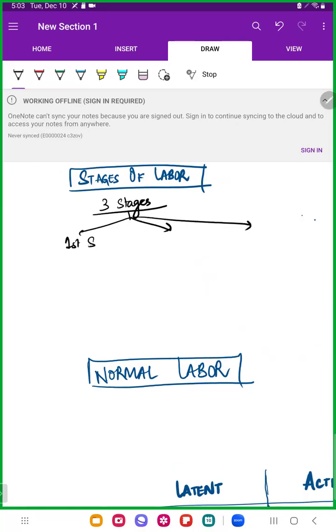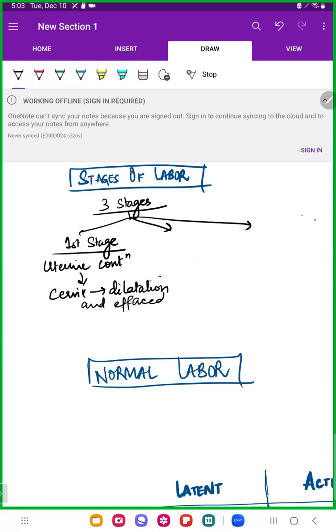So the first stage starts when uterine contractions begin, which causes a series of changes in the cervix. So the cervix undergoes dilatation and effacement. So the cervix, which was earlier completely closed, that is, the cervix was uneffaced and the os was closed, undergoes a series of changes, and there occurs full dilatation, which gives way for the delivery of the baby.